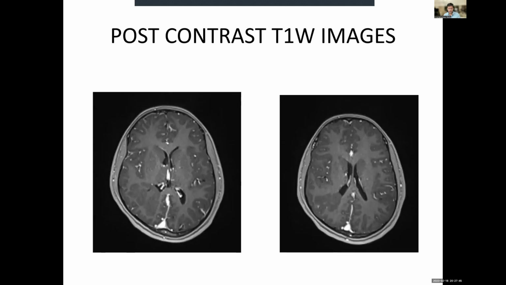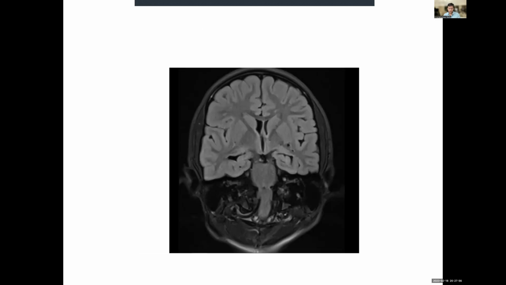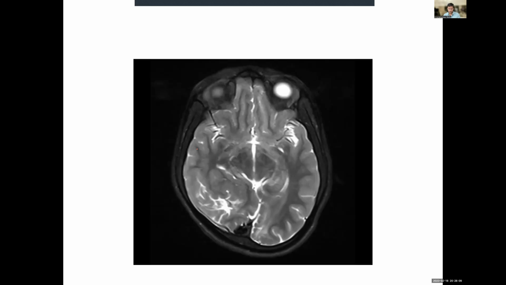This is post-contrast T1 images. Write down your findings. These are coronal FLAIR images. Again, what is this abnormality you are seeing in the coronal FLAIR image? This is axial T2 at the lower level. What is the pathology seen in this?